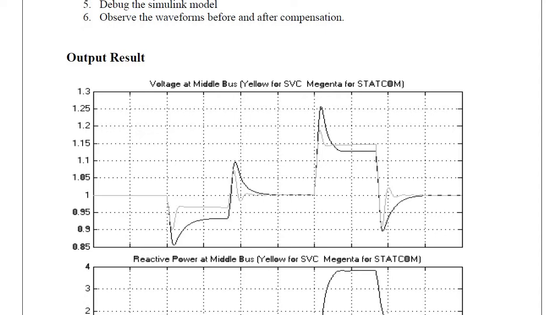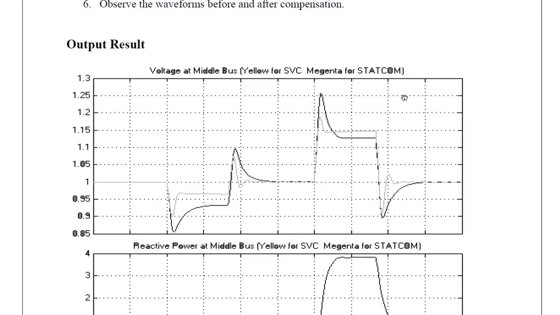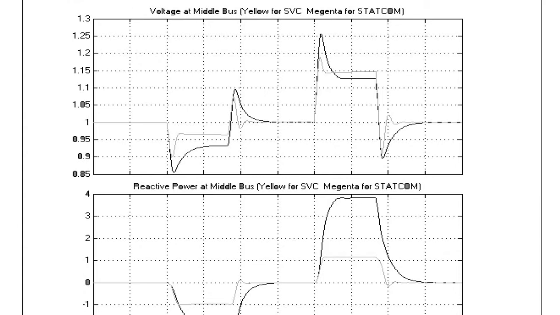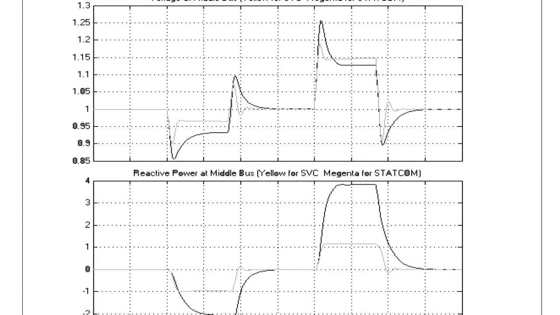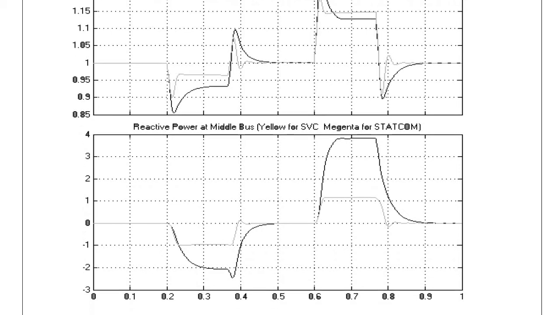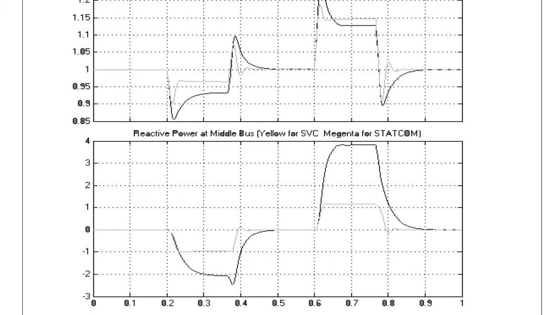Okay, now the first waveform is for STATCOM and the second waveform is for SVC. Okay, now this is the voltage characteristics of STATCOM. The other is the voltage characteristics of SVC.